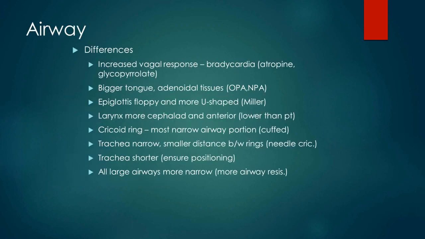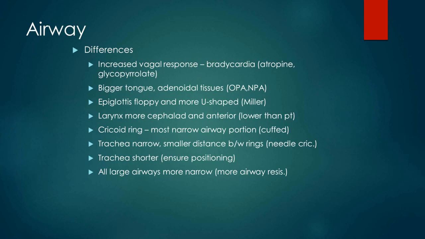So airway differences, they have an increased vagal response. They will brady on you very quickly when you're trying to intubate them. So you can treat that with pretreatment of atropine or glycopyrrolate. They have bigger tongues and adenoid tissues, making OPAs and NPAs more difficult to place, but also more necessary to help keep their airways open. Epiglottis is floppy and more U-shaped. Miller blades are usually easier to intubate with than Mac in kids.